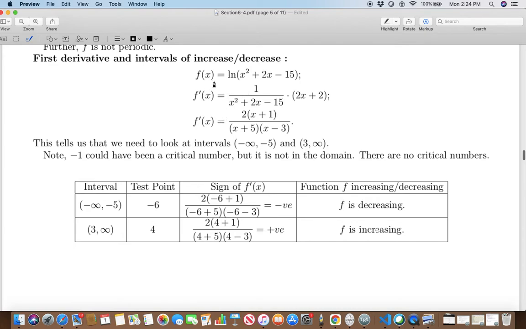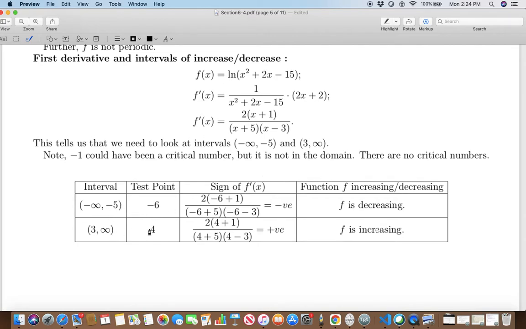Now, let's look at f prime of x. I want to find the first derivative and second derivative. Natural log of x squared plus 2x minus 15. The first derivative comes down, the derivative of the top, 2 times x plus 1, over x plus 5, x minus 3. So the important intervals are negative infinity to negative 5, and 3 to infinity. Negative 1 could have been a critical number, but it's not in our domain. It's between negative 5 and positive 3, so it doesn't give us anything. We are looking at these two intervals.